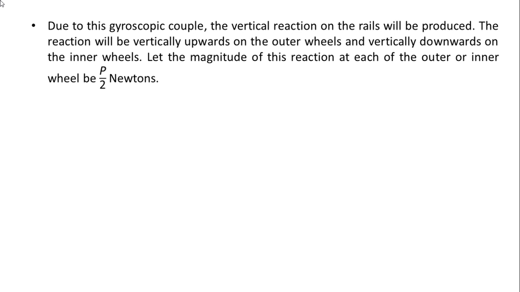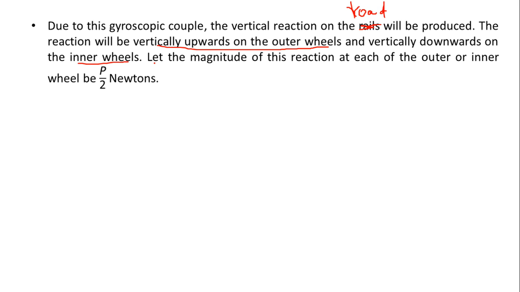Due to this gyroscopic couple, the vertical reaction on the rails will be produced. The reaction will be vertically upwards on the outer wheel. So actually this is not rail, this should be road. This is wrongly printed in the book, it should be road, because it is just a car traveling on a road. If it is a trolley or a train or a locomotive, then rails will be there. As usual, positive symbol means what? The reaction will be vertically upwards on the outer wheel. This is what we have seen, the default case as per the derivation. Vertically downwards on the inner wheel.